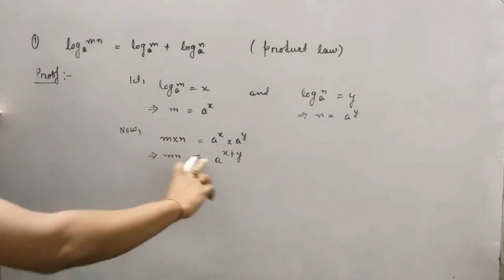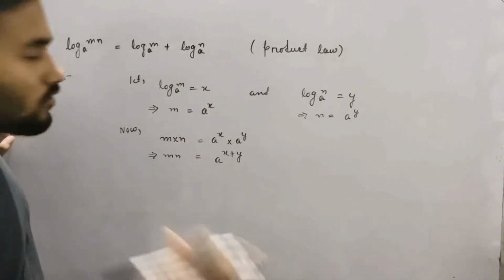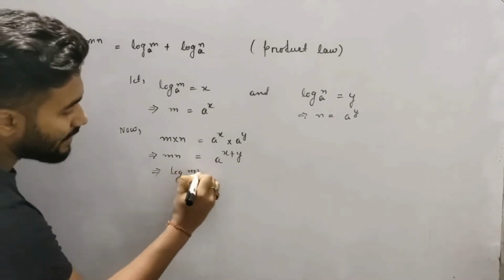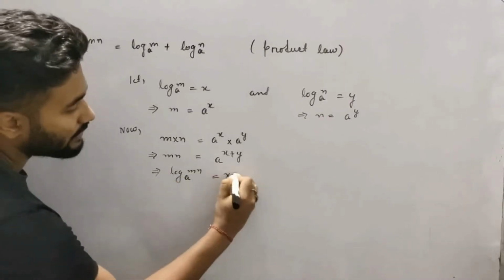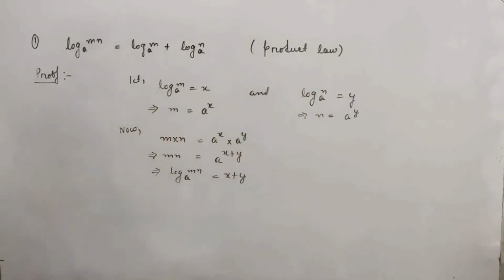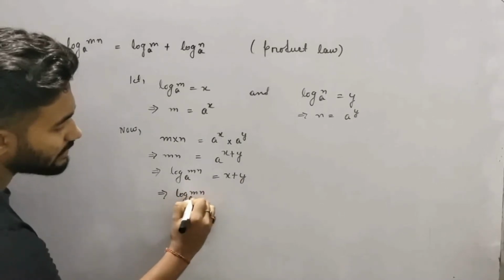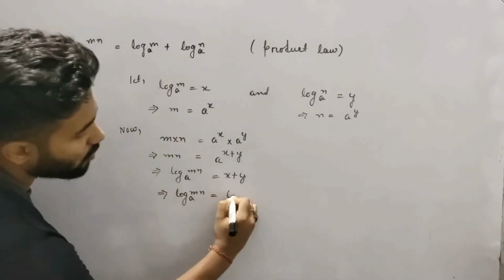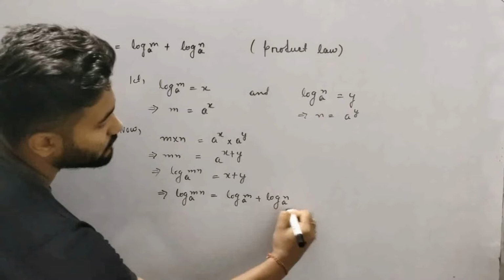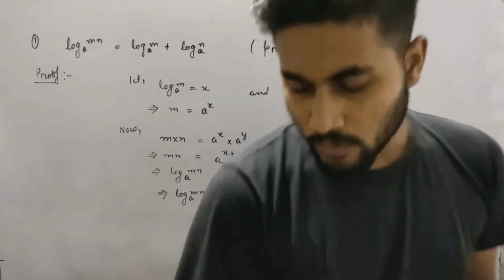Now take this base to the left hand side. From exponential form, it will go to logarithm form. So log mn base a will be equal to x plus y. Now simply substitute the value of x and the value of y, and you will get your answer. So log mn base a will be equal to log m base a plus log n base a. This is our first law, known as the product law or product formula.